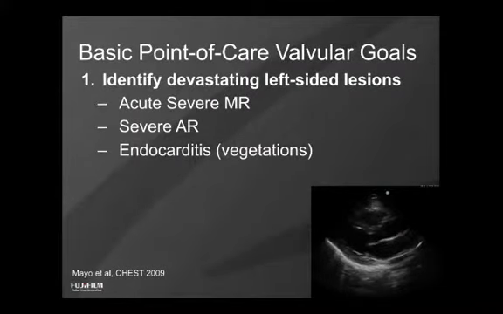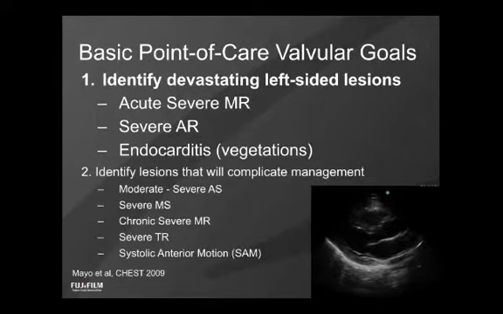The goals of a point of care valvular assessment are twofold. The most important and first priority is to identify devastating left-sided valvular lesions. These include acute severe mitral regurgitation, severe aortic regurgitation, and endocarditis. That is, to rule in these conditions, not to rule them out.